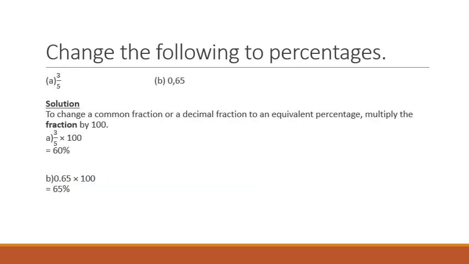We want to change the following to percentages. We are changing this fraction to a percentage. How do we find the solution? To change a common fraction or a decimal fraction to an equivalent percentage, multiply the fraction by 100. Here we must multiply the fraction by 100. This is a very important concept which you need to know.